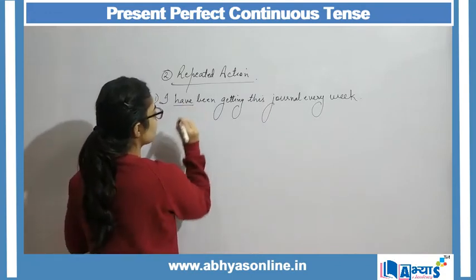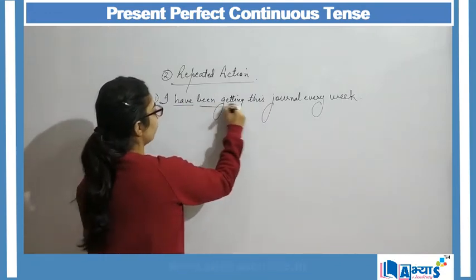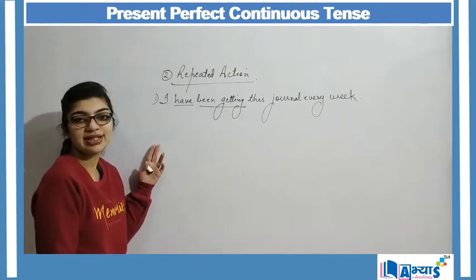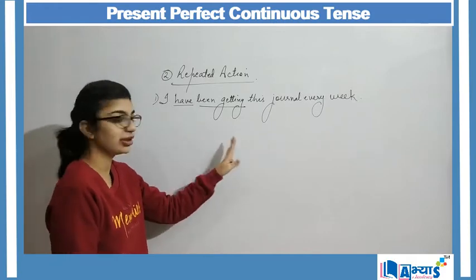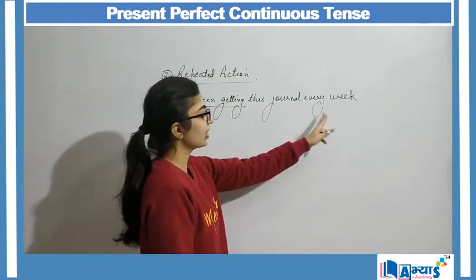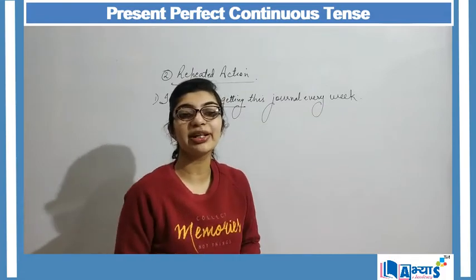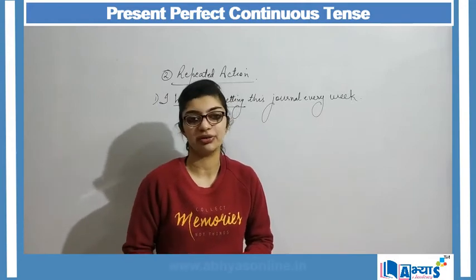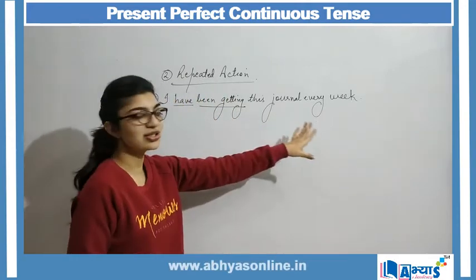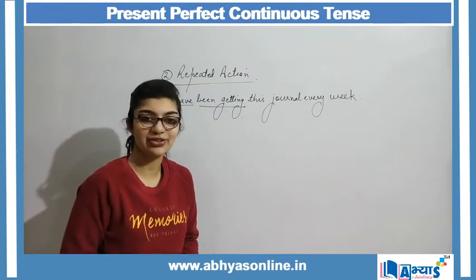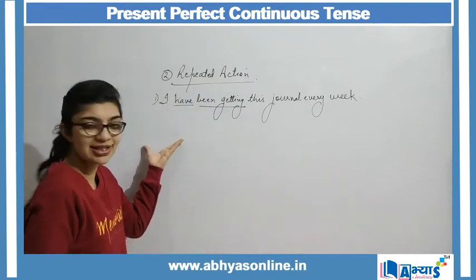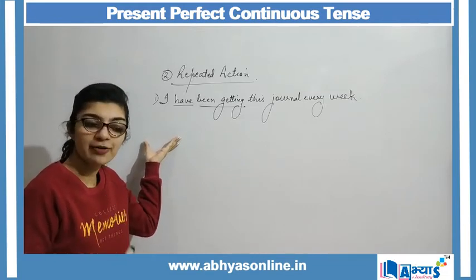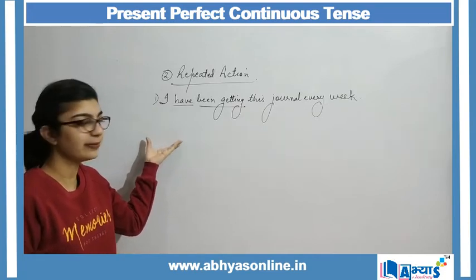Here, have is my present perfect tense and been getting is my continuous tense. So this sentence again shows the present perfect continuous tense. I have been getting this journal every week, which means that a repeated action takes place every week. That repeated action is getting that journal, right? So I have been getting this journal every week. This is my repeated action. So this example is used to show that an event takes place repeatedly after a certain time, right?